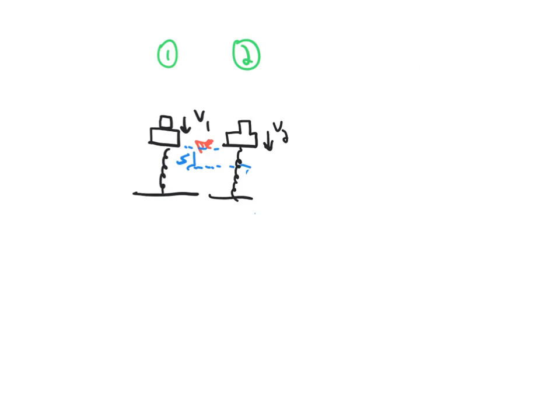Between moment 1 and 2 is the collision itself, the crash bang that happens here, and we have to remember that we can't use energy conservation anymore because energy is not conserved in inelastic collisions.